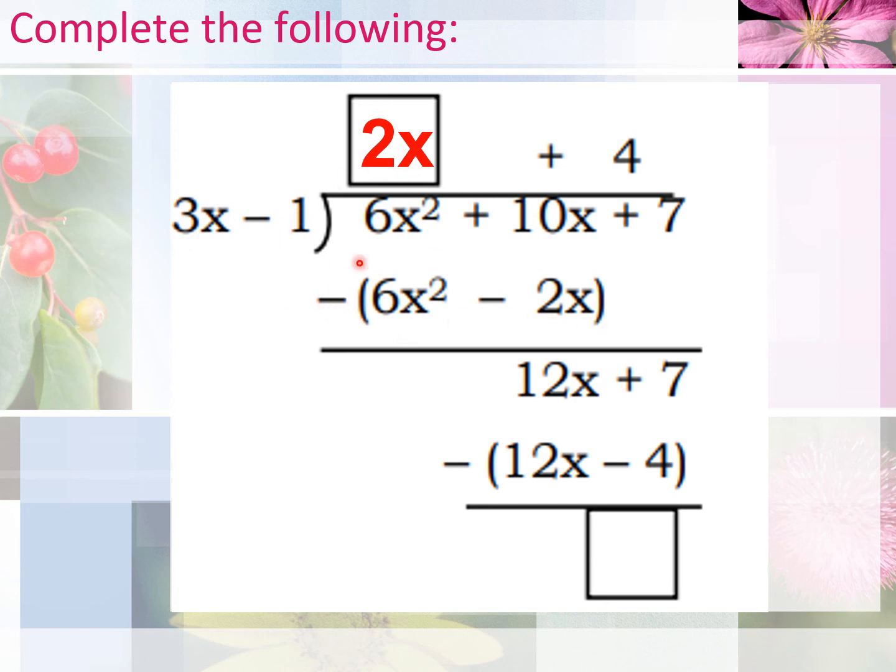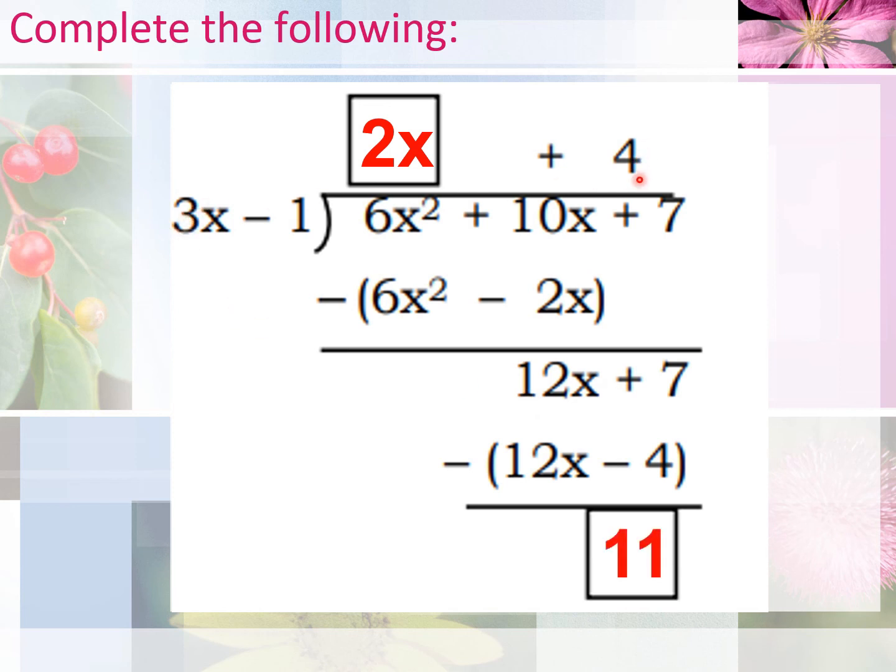Then subtract tayo. 6x squared minus 6x squared ay 0. Wala na siya. So 10x minus negative 2x. Mag-change sign tayo. Magiging positive to. Then magiging plus na yung ating operation. So 10x plus positive 2x is 12x. Then bring down positive 7. Proceed tayo sa division. 12x divided by 3x, that is equal to 4.